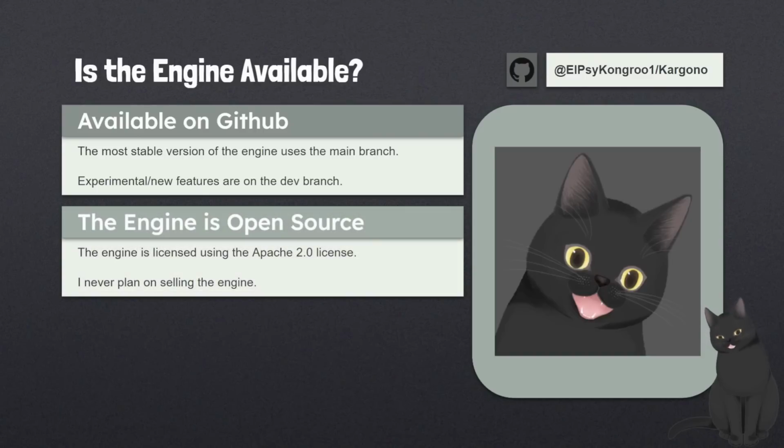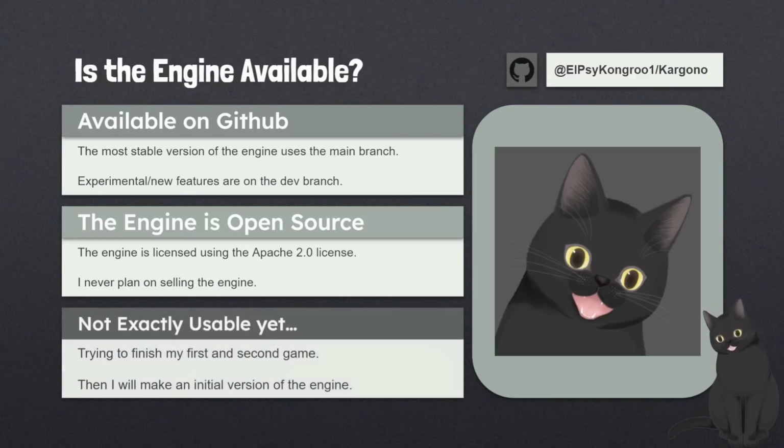The engine is open source. The engine is licensed using an Apache 2.0 license, so it's fairly permissive. And I do not have any plans of ever selling the engine. I do have plans for selling the games that I make with it, but if anyone wants to try out the engine or do some pull requests, has an issue, wants to just try it out and do whatever they want with their game, you're free to do that. And again, it's not exactly usable yet.